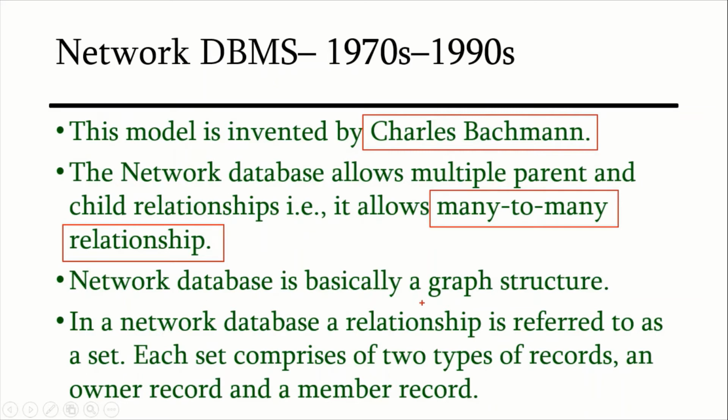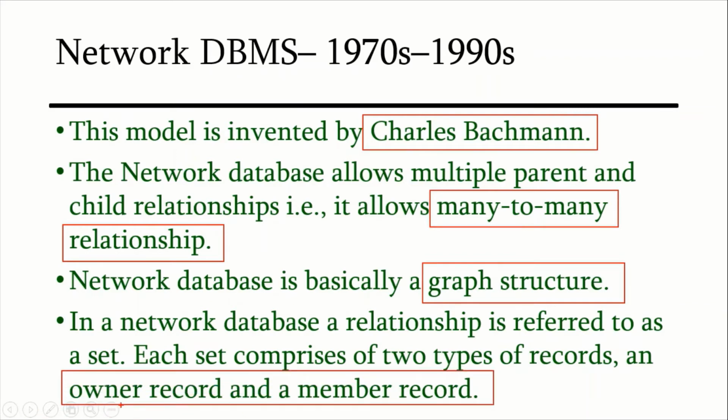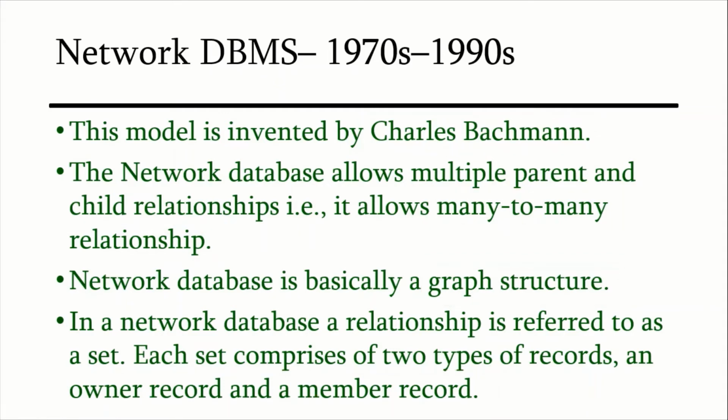Network DBMSs generally have a graph structure. In a graph, we can have many to many relationships, right? We have nodes and edges in graphs. Similarly, here also we have a number of nodes and edges. In a network DBMS, a relationship is referred to as a set. Each set comprises two types of records, an owner record and a member record. Here we use these two words, owner and member.